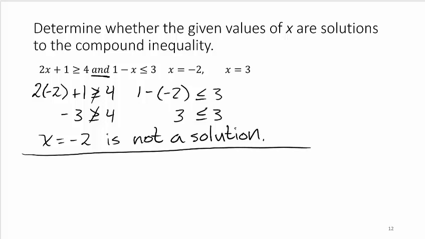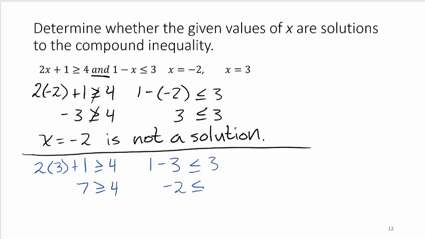Now, what about x equal 3? Okay, so now if we try x equal 3, again, plug this one in, see if you get true statements. So 6 and 1 is 7. 7 greater than or equal to 4? Sure thing. Okay, 1 minus 3, is that less than or equal to 3? You bet. Negative 2 is less than or equal to 3. Okay, so since it works for both, we could say that x equal 3 is a solution. But that's the question you want to be asking yourself: does it work in both equations? If it doesn't work in one or the other, then it can't be a solution.